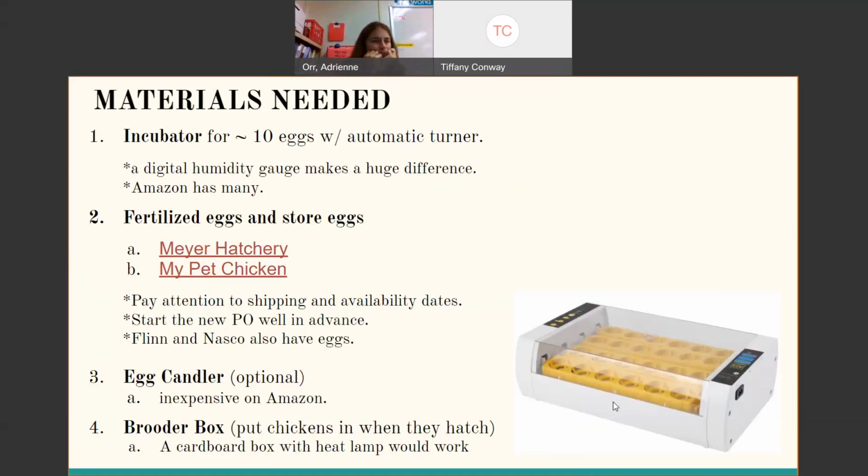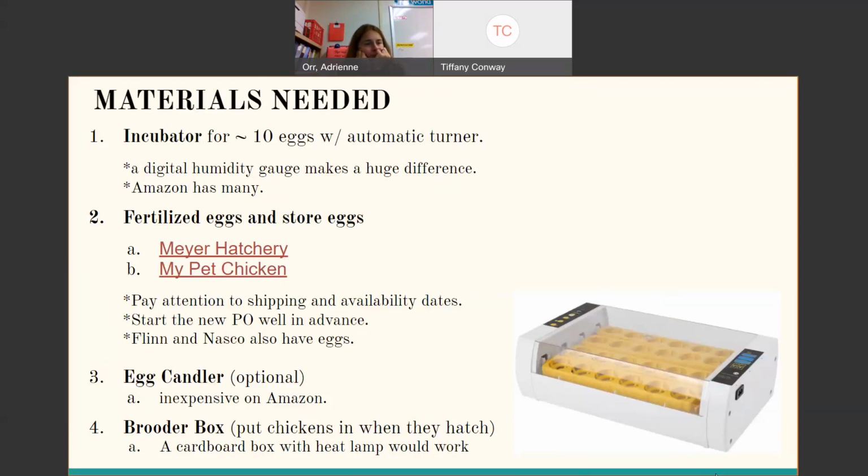And then obviously you'll need your eggs. So we have 2 links here. One is to Meyer Hatchery, and then one is to My Pet Chicken. Both of those are hatcheries that will send you fertilized eggs.